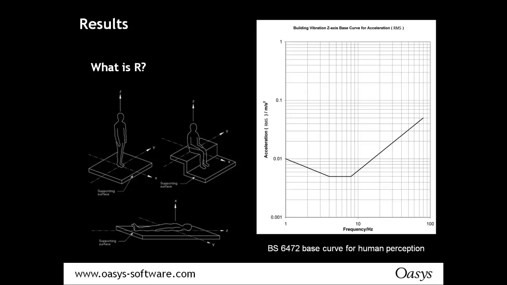Hence, the target response value really depends a lot on what the structure is being used for, and these response values can range from, say, 1 for an operating theatre right up to 64 for a staircase or a bridge.